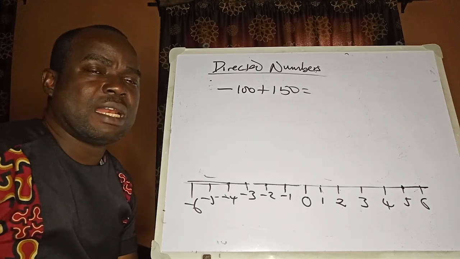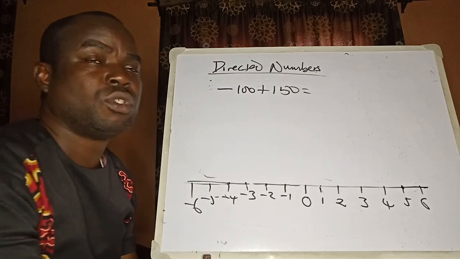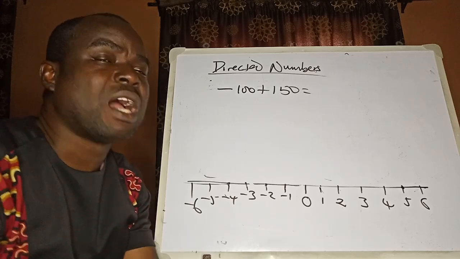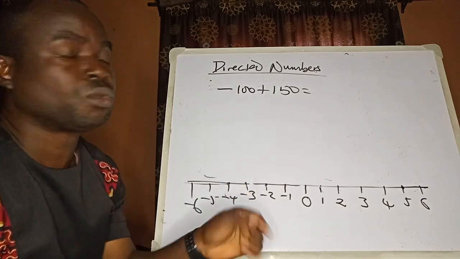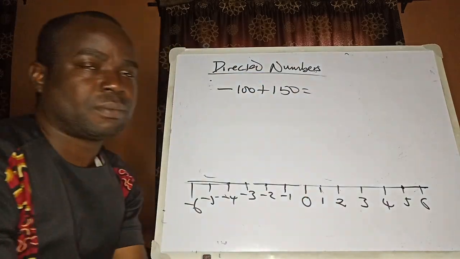Now you're not going to say, let me pay the person. The person comes for you to pay the person. You pay the person the 100 naira. The question now is, how much do you have left? That's what he's asking you. You are owing somebody 100 naira and you have 150. How much do you have left?